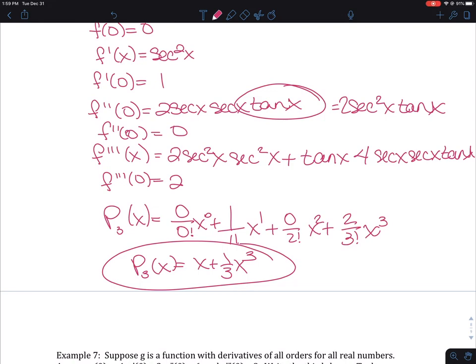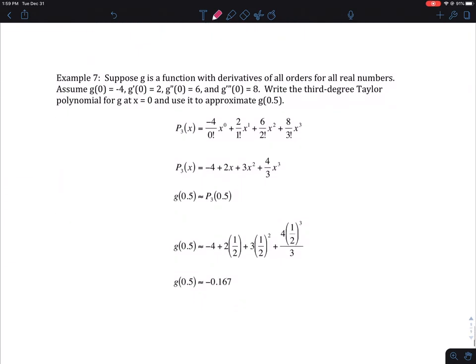Okay? In the last one, I only gave you derivatives, and I already wrote it out for you. But if I'm only giving you derivatives and I want the third degree Taylor polynomial, I have to go all the way to an x cubed. So I need g of 0. G of 0 is -4. So that goes over 0 factorial x to the 0 power. 2 goes over 1 factorial x to the first power. 6 goes over 2 factorial, and 8 goes over 3 factorial. So this is my polynomial.